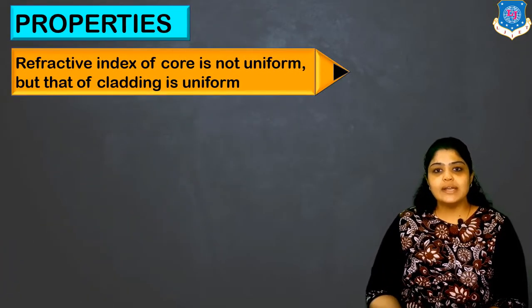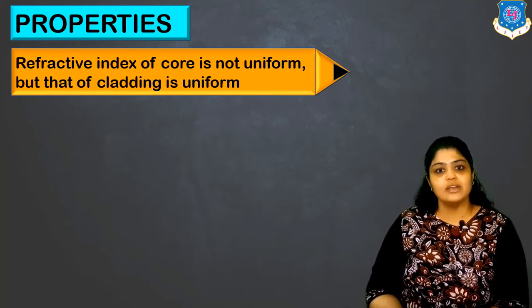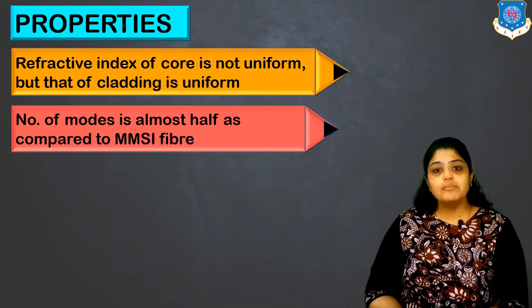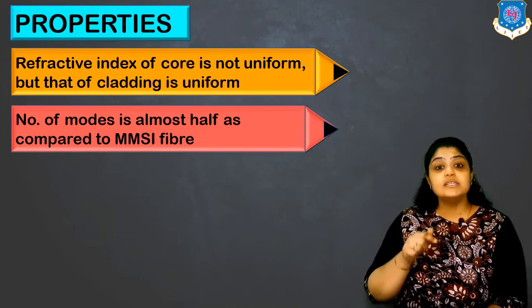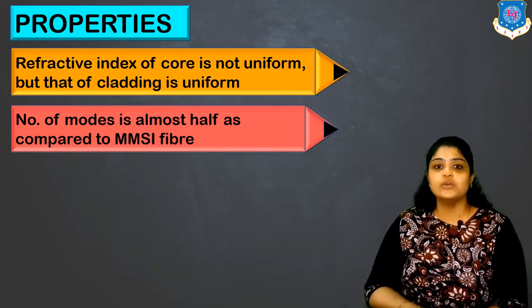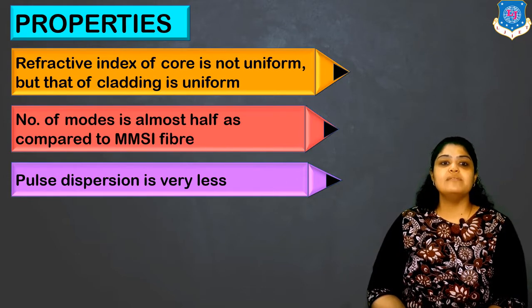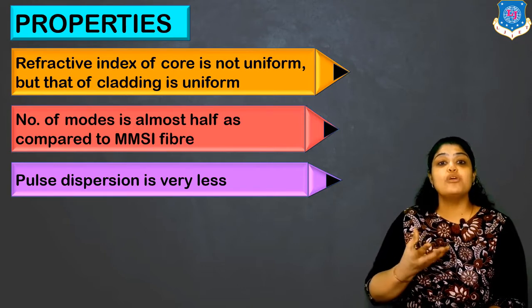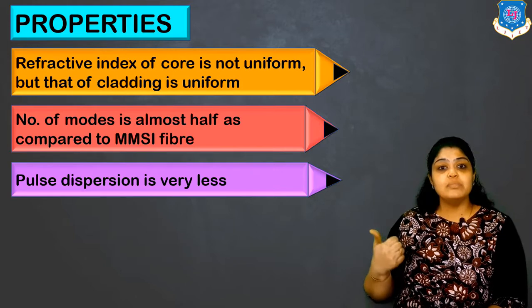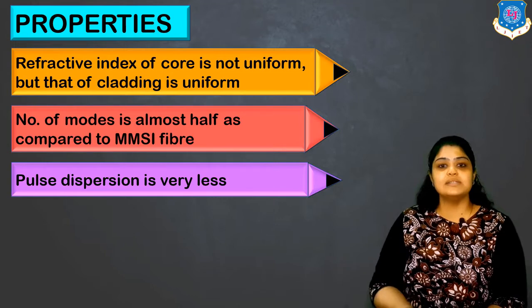Now let's see some properties of this type of a fiber. So it has a refractive index which is of a non-uniform core, but the cladding is having uniform refractive index. The number of modes is almost half as compared to multi-mode step index fiber. This is because the core is having non-uniform refractive index. Next is pulse dispersion is also comparatively less. What is dispersion? I explained you a few minutes back. Dispersion means broadening of signal.